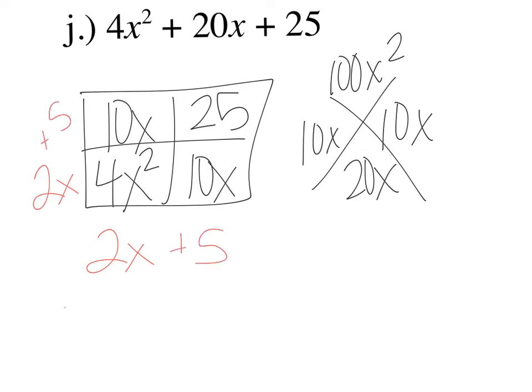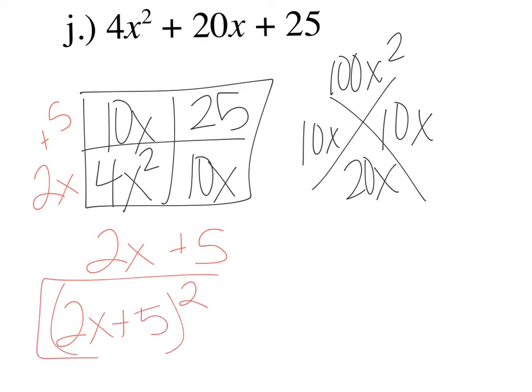So this is going to be 2x plus 5 times itself, which can just be written as 2x plus 5, the quantity squared. And this has a special name. This is a perfect square trinomial. Trinomial means it has 3 parts. But again, if you look, the leading coefficient, the first one, is a perfect square. So is the last one. And if we take the square root of 4, we get 2. The square root of 25, we get 5, and then the number in the middle is twice their product. So 2 times 5 is 10, 10 times 2 is 20.